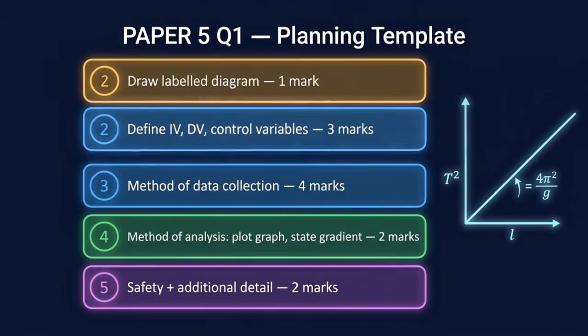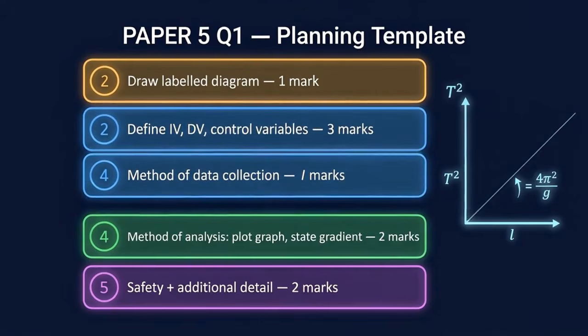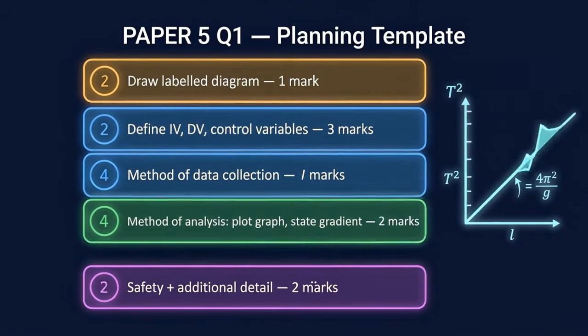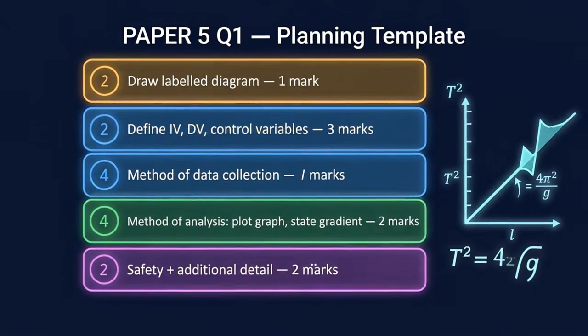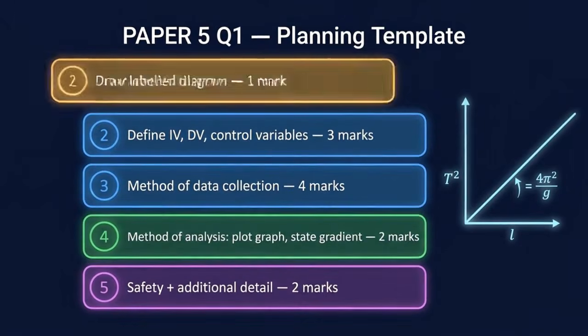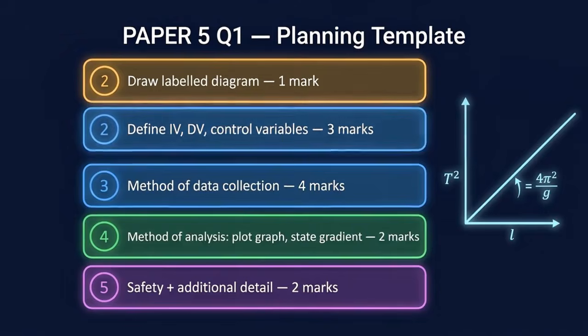Step 5. One specific safety consideration with a precaution and additional detail like using at least 8 values and a wide range. 2 marks. That structure, every time, for any topic.